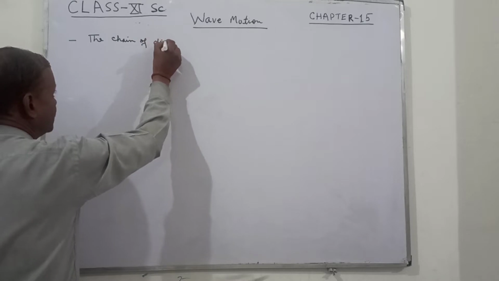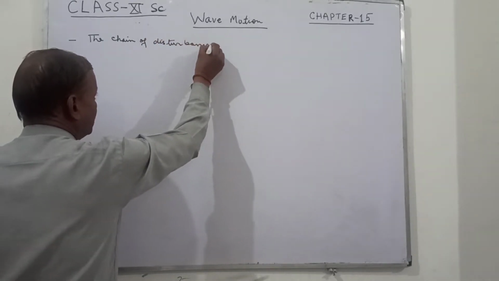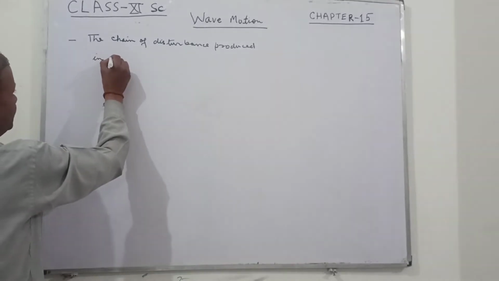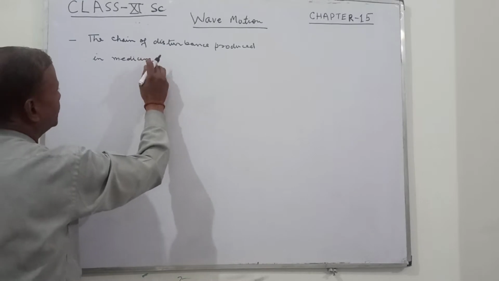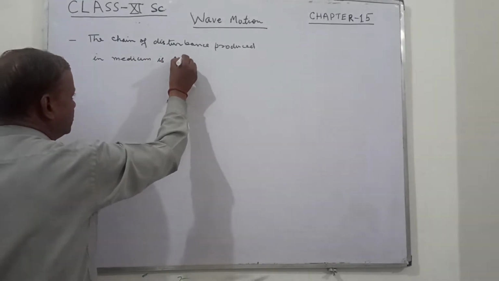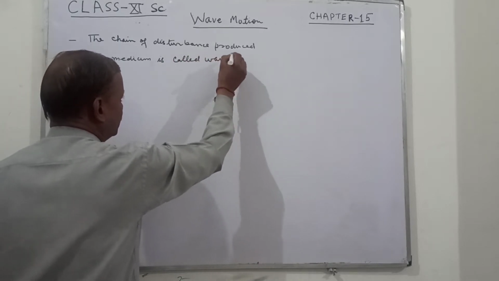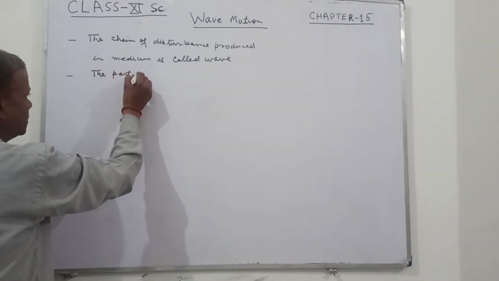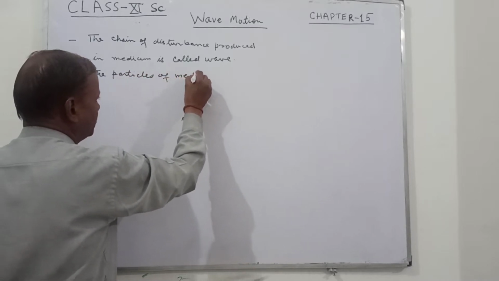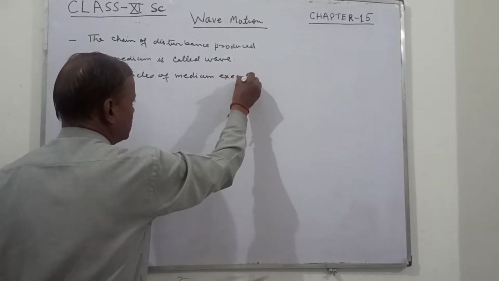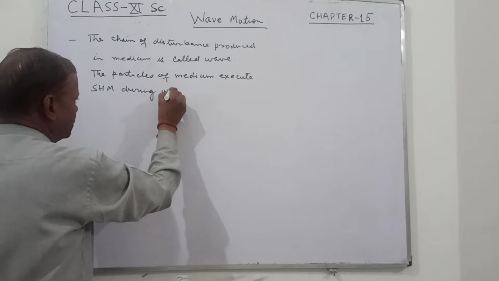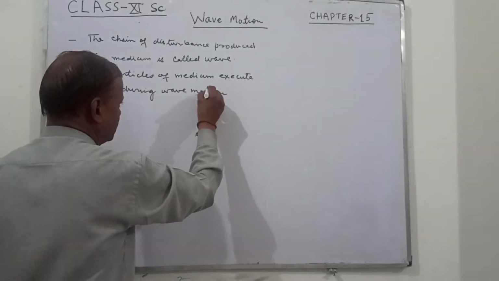The chain of disturbance produced in a medium is called a wave. The particles of the medium execute SHM during wave motion.